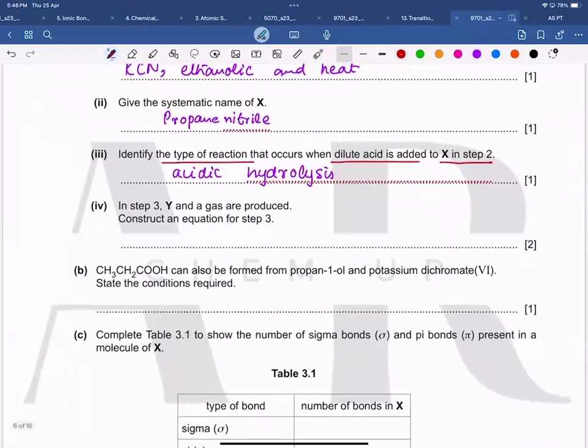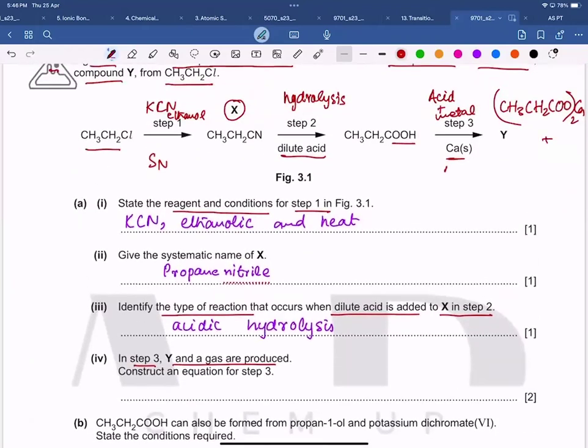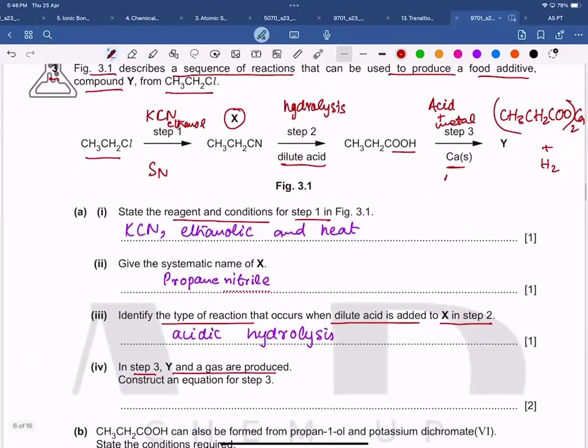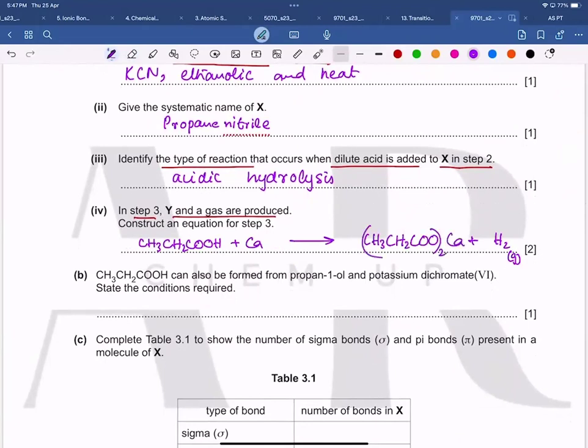Okay. In step 3, a gas is produced. Construct an equation for step 3. The gas would be hydrogen, because when acid and metal react, hydrogen is the gas. So it's propanoic acid, CH3CH2COOH, reacting with calcium. We know acid and metal react to form salt and hydrogen gas. So H2 gas has been formed, and for the formula of the salt, as hydrogen is released, the propanoate ion has a -1 charge and calcium has a +2 charge. That's why this will be the formula. Is this clear? Okay.